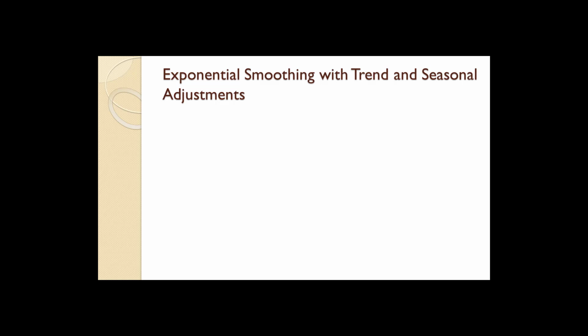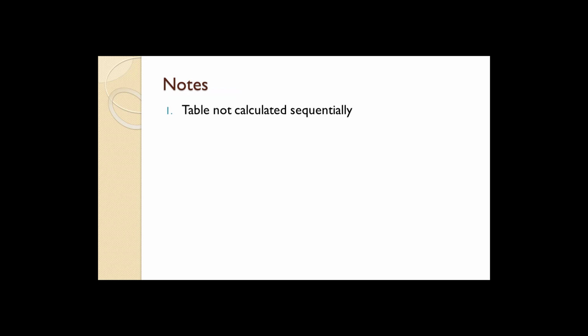In this tutorial, we will see how to perform exponential smoothing with both trend and seasonal adjustments as calculated in the 10th edition of the Service Management Textbook by Bordoloi. Two notes are in order. First, the textbook calculates these problems using a tabular approach, only the table is not completed from left to right. Instead, the calculations jump around. We will follow the approach in the textbook.